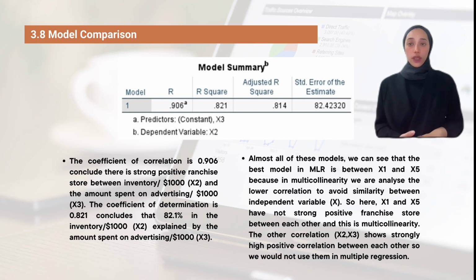Among all of these models, we can see that the best model in MLR is between x1 and x5, because in multicollinearity, we analyze the lower correlations to avoid similarity between independent variables x. So here, x1 and x5 have a not strong positive relationship with each other, and this is multicollinearity. The other correlation, x2 and x3, is strong with each other, so we would not use them in multiple regression.